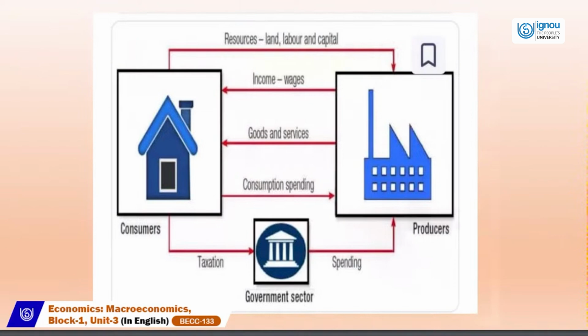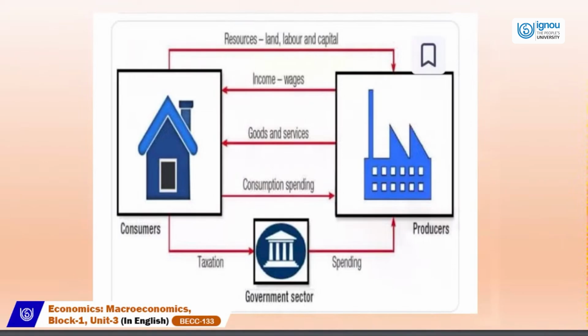When we talk about the three sector model, we are talking about the consumers or households, the producers, that is the businesses or firms, and the third one, the government sector. The whole cycle of the two sector model remains the same in the three sector model, and the new component, the government sector, comes into this model in the form of taxation and spending.